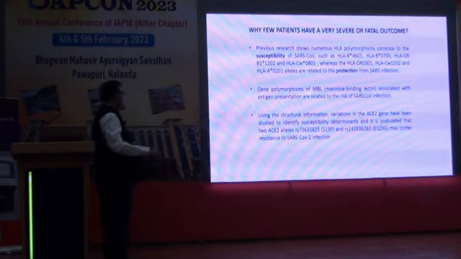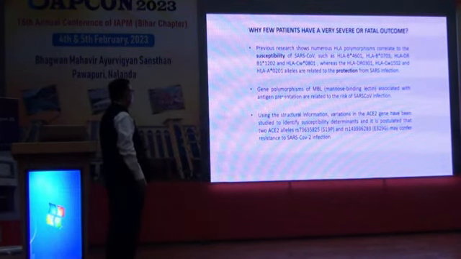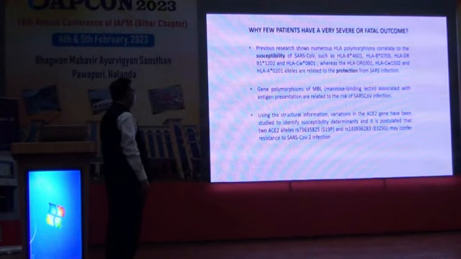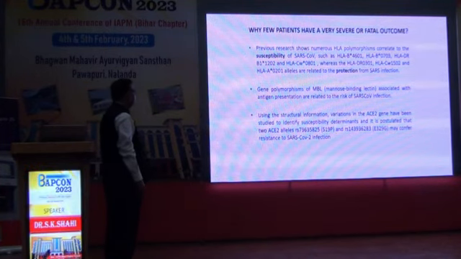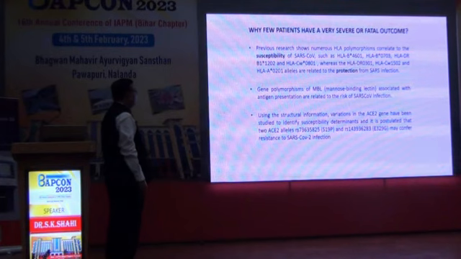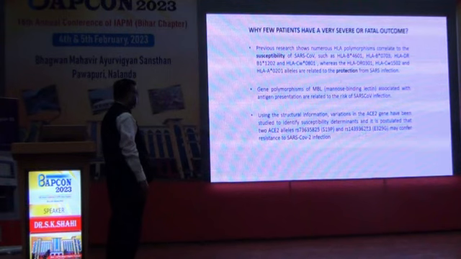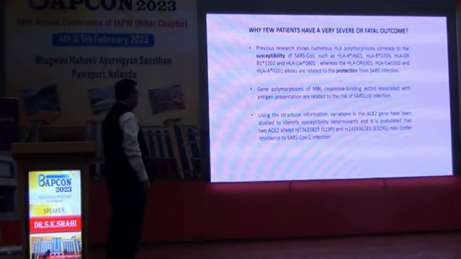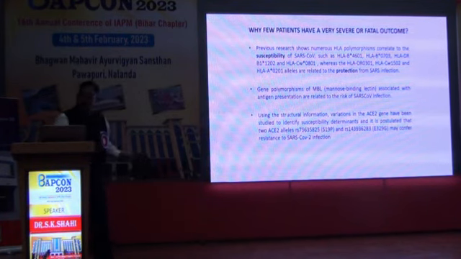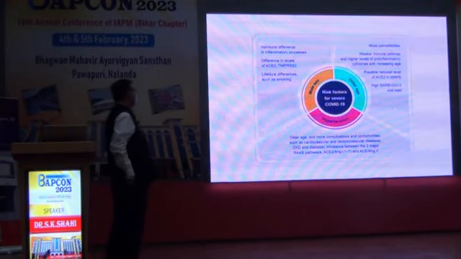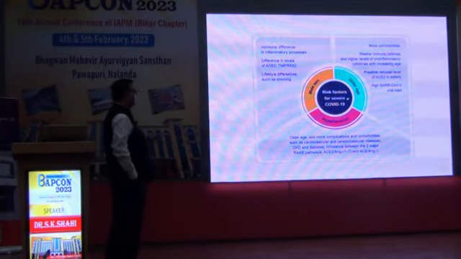So usually, I already told you that structural information variation at this receptor gene has been studied to identify the susceptibility determinant, and it is postulated that these ACE receptors, these numbers which you will not remember, may confer resistance to SARS-CoV-2 infection. Now the next slide, which I want to show you, is the real thing: what are the risk factors of this.